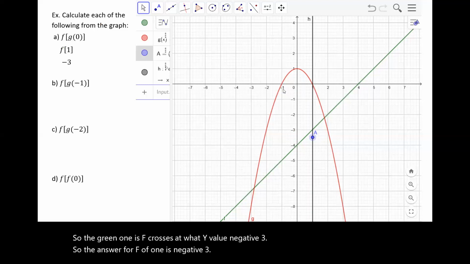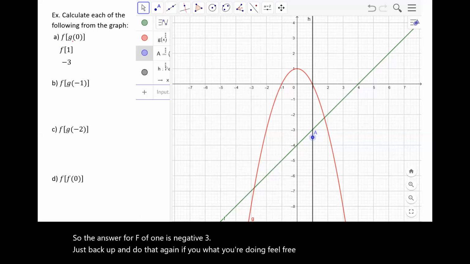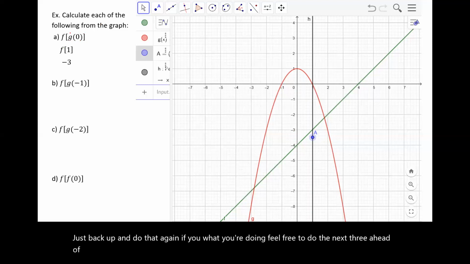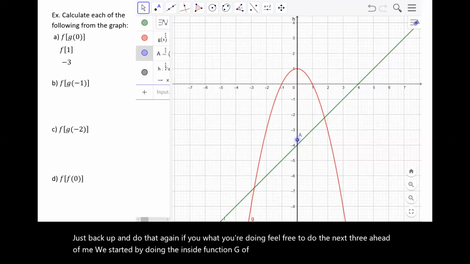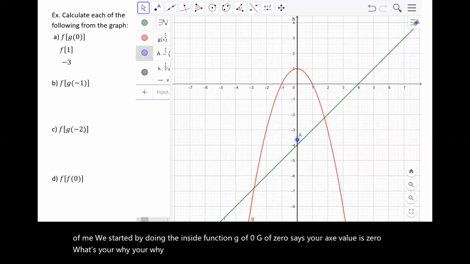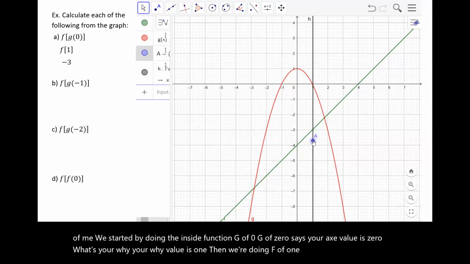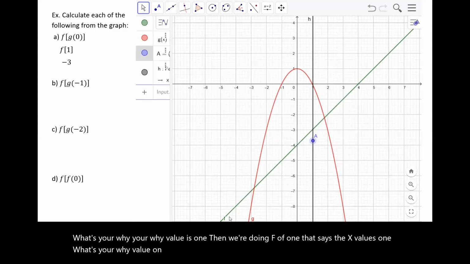Let's just back up and do that again. If you know what you're doing, feel free to do the next 3 ahead of me. We started by doing the inside function, g of 0. g of 0 says your x value is 0, what's your y? Your y value is 1. Then we're doing f of 1. That says the x value is 1. What's your y value on the green graph this time?